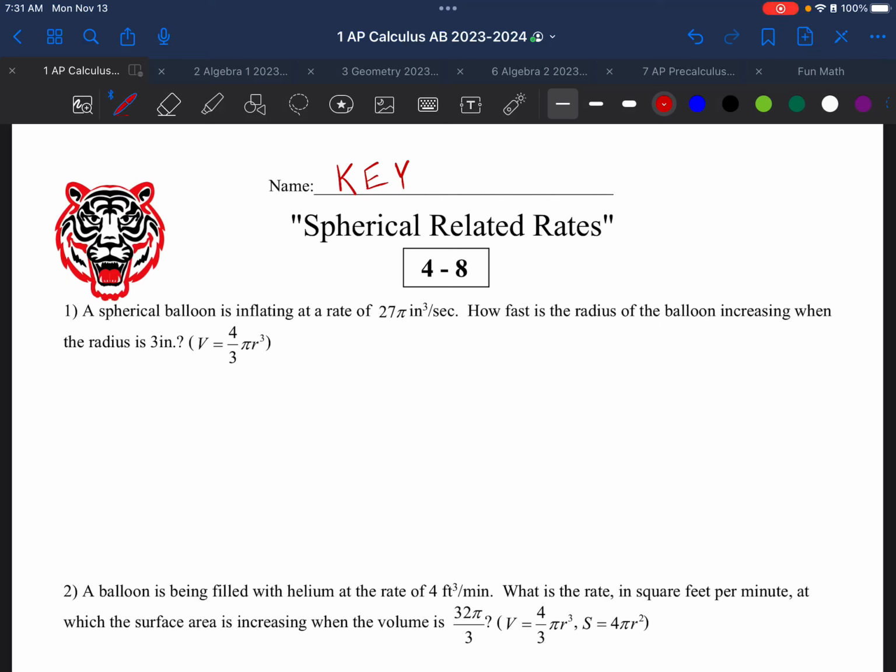This is AP Calculus AB. We are on homework 4-8, spherical related rates. And number one, we have a spherical balloon. It's inflating at a rate of 27 pi inches cubed per second.